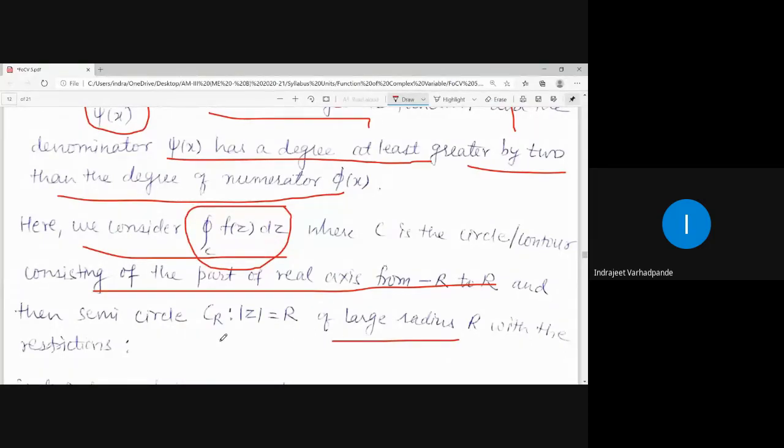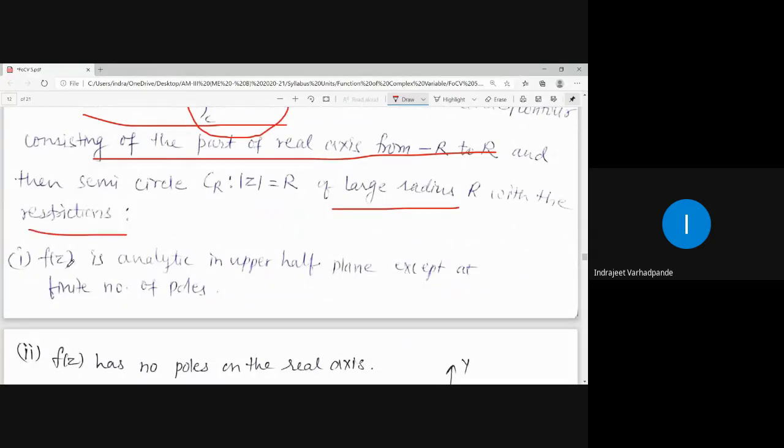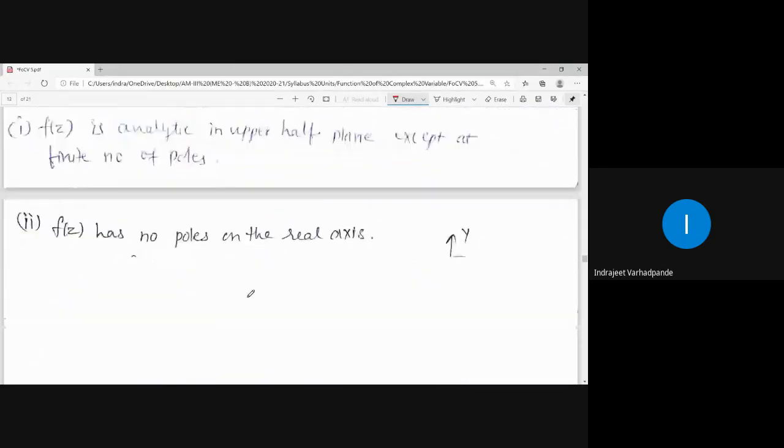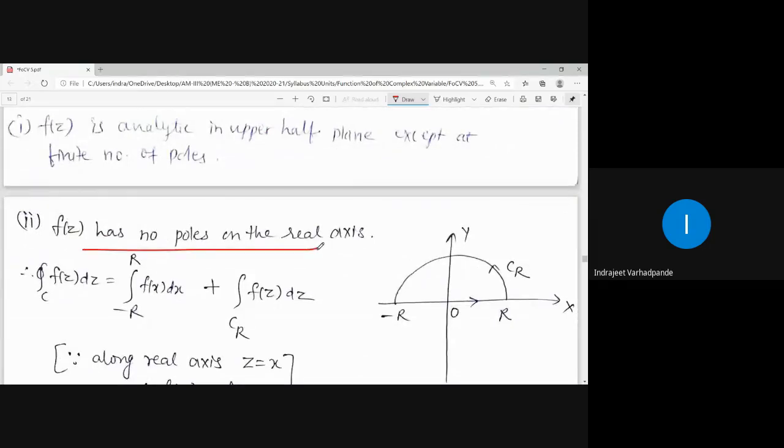And what restriction should it follow? It should follow the restrictions that f of z is analytic in the upper half plane only, except at a finite number of poles, and it has no poles on the real axis. So whenever I take this semicircular contour, this is a part of the real axis moving from minus r to r. This is the semicircle CR, where mod z is equal to r. What is this r? R is a large radius, where it should follow the restrictions that poles should lie in the upper half plane only, and it has no poles on the real axis.